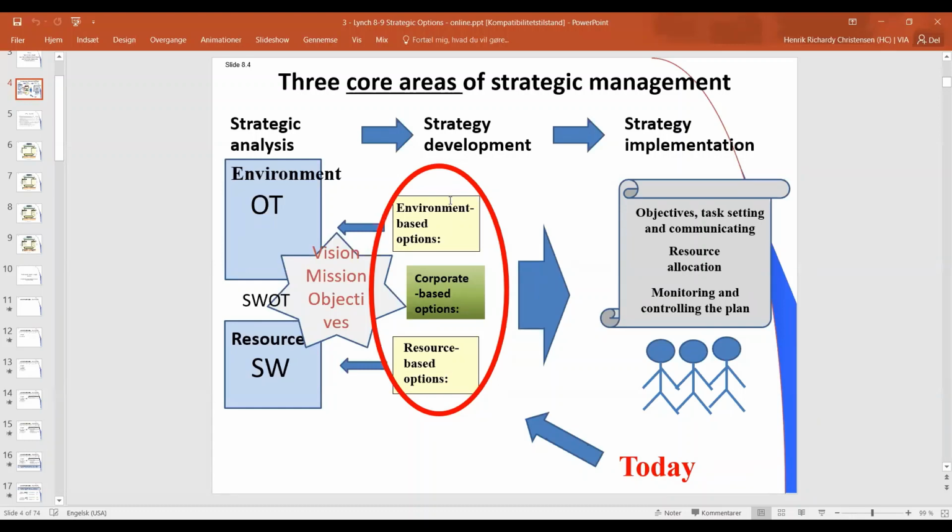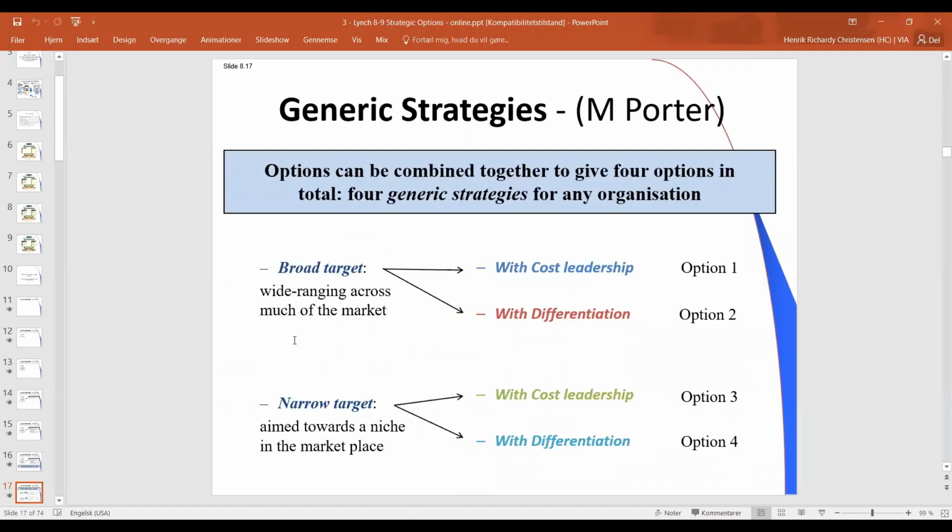Do they perceive the competitors in a specific way that makes an opening to us in the environment? So again, all these environment-based options, and now we'll go back to slide 17 here. These different options, broad target with a cost leadership approach, is one option, yes, but we must be able to argue that this is an option, and we have to find the argument in the results of the external analysis. Otherwise, it's not really an option.